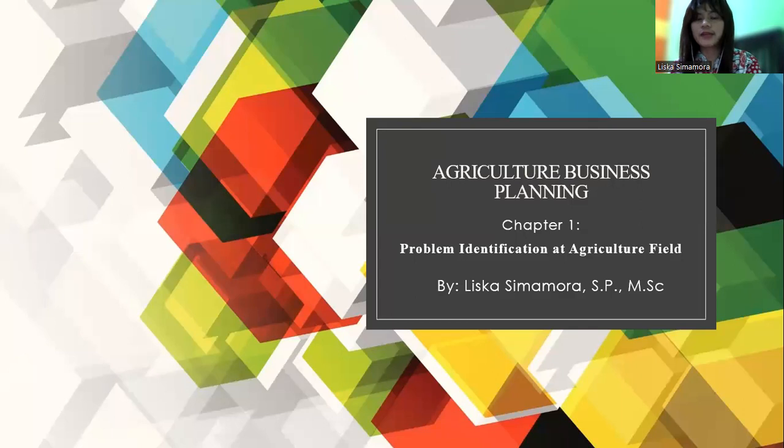So the topic today for this first chapter is problem identification in agriculture field. In this time, we are going to learn about how to identify the problem in agriculture field. It can be about the business, or it can be about the cultivation, about treatment, or another thing that goes during the post-harvesting.